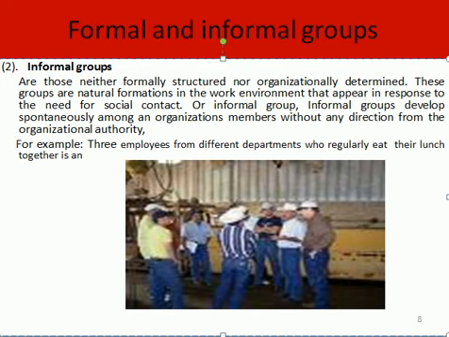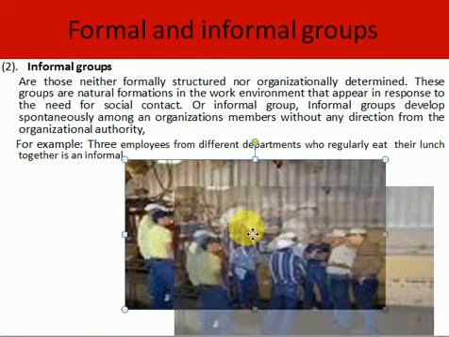Here an informal group will be formed for a specific, particular task achievement. For example, 3 employees from different departments who regularly eat their lunch together is an example of an informal group.